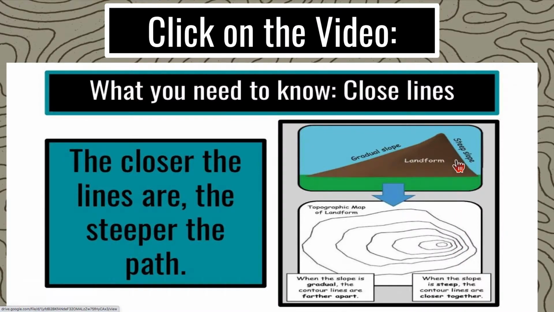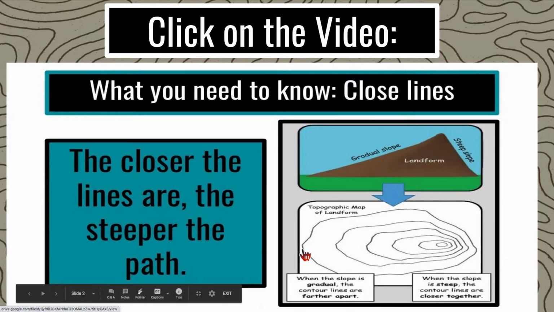So look over at this picture. Wouldn't this be a really nice walk to go up this gradual slope versus this steep slope? You can see steep here, gradual here. Moving on.